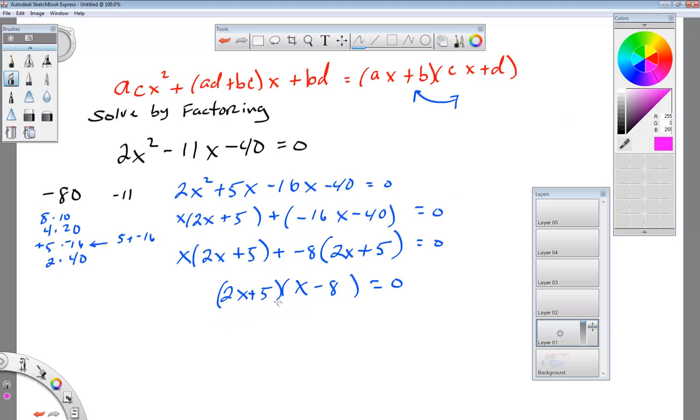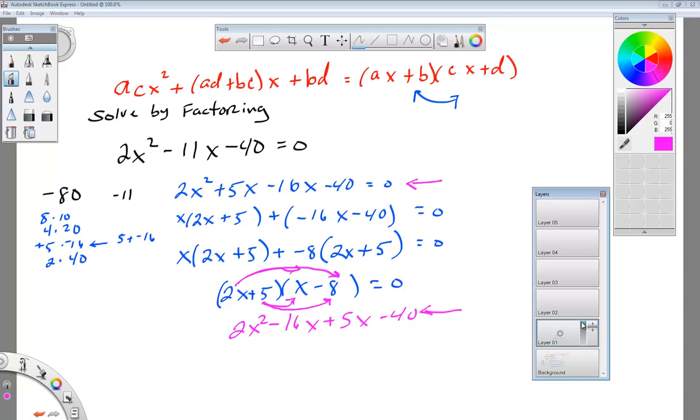If I check this to see if, in fact, and you should always do this, to see if that is this, then I just FOIL it. And this is a little review of foiling. 2x times x is 2x squared. 2x times negative 8 would be minus 16x. 5 times x is plus 5x. 5 times negative 8 is minus 40. Now, that should look real familiar because that's the same as that. These two things are the same. So you know it's going to be equal. And if I combine these two middle terms, I'll get negative 11x.